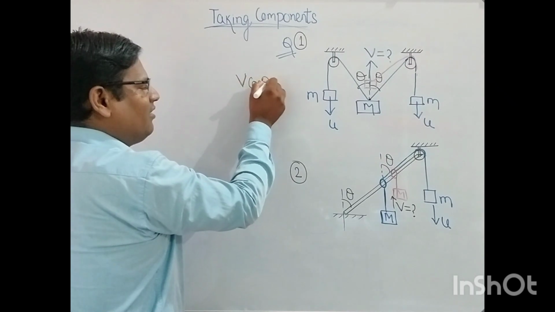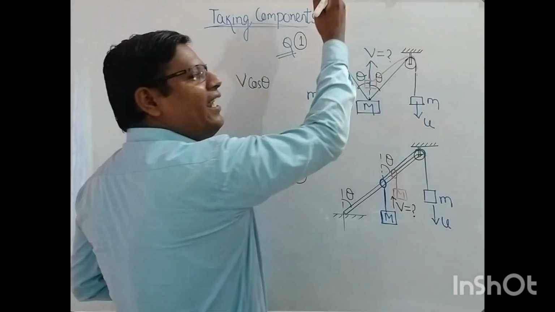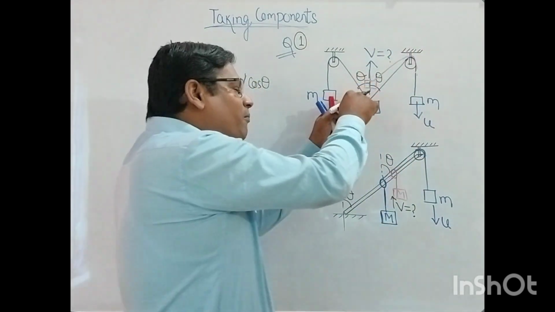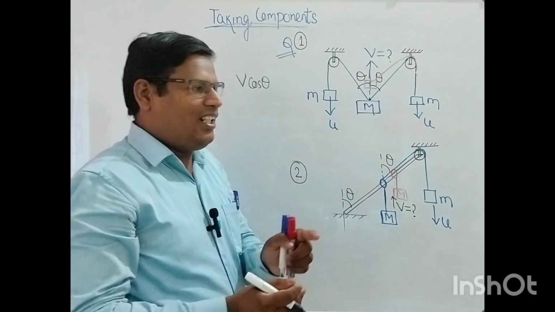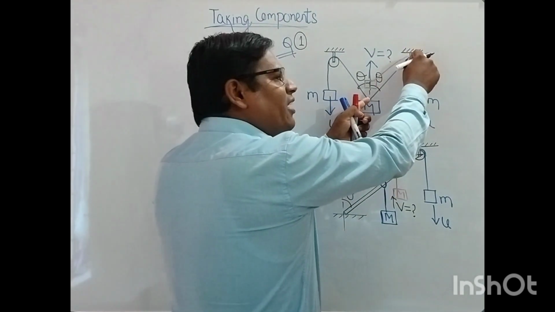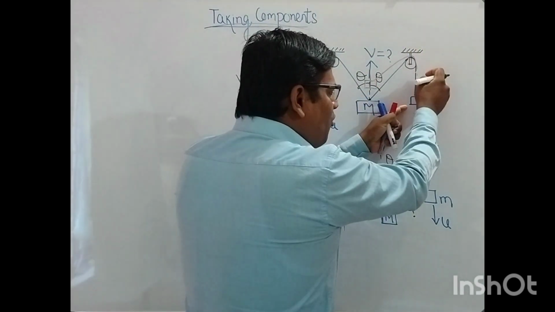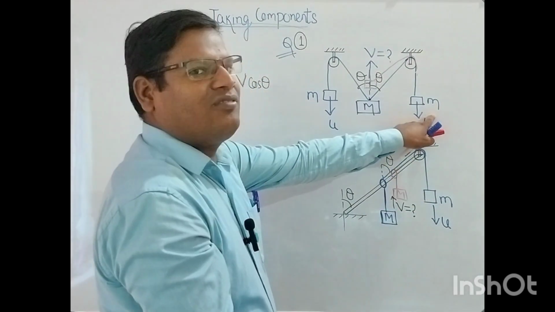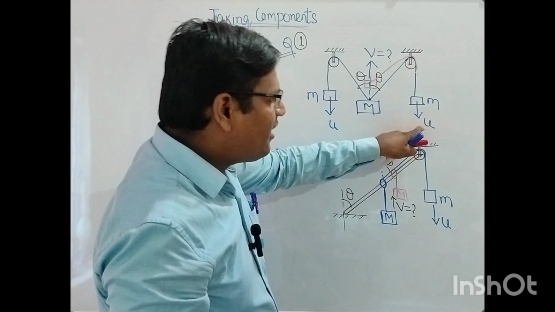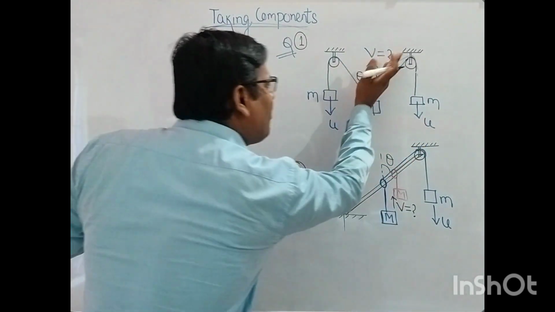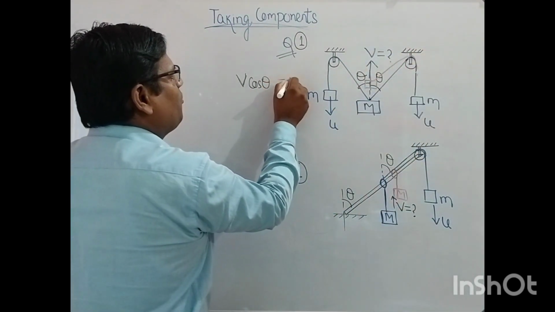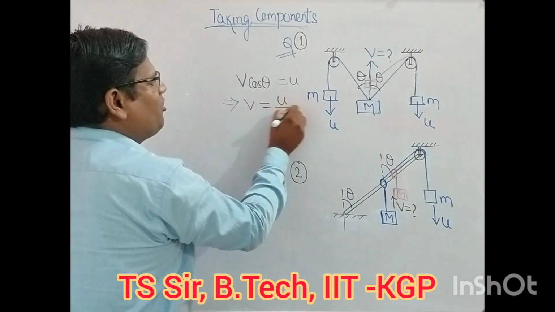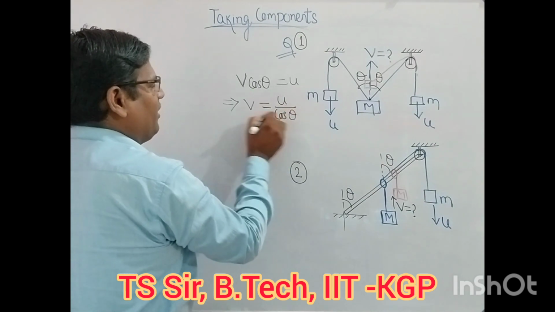It is v cos theta. So if it has to move in upward direction with v, then along this direction the rope has to get shortened with v cos theta. And if this rope has to get shortened with v cos theta, then this direction the rope has to get elongated with v cos theta. And that's u. It's given that it is getting elongated with u. So v cos theta equal to u. So v in this case equal to u by cos theta.